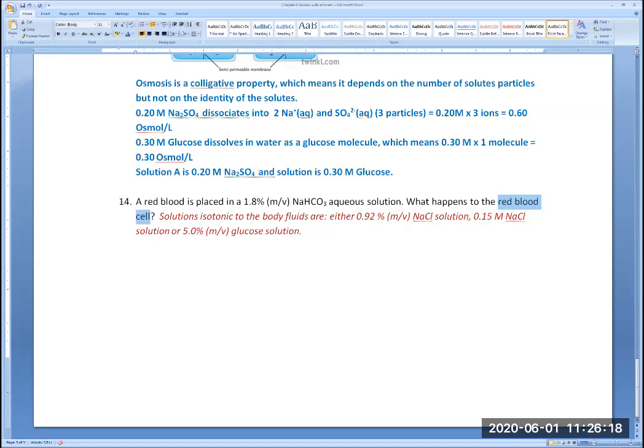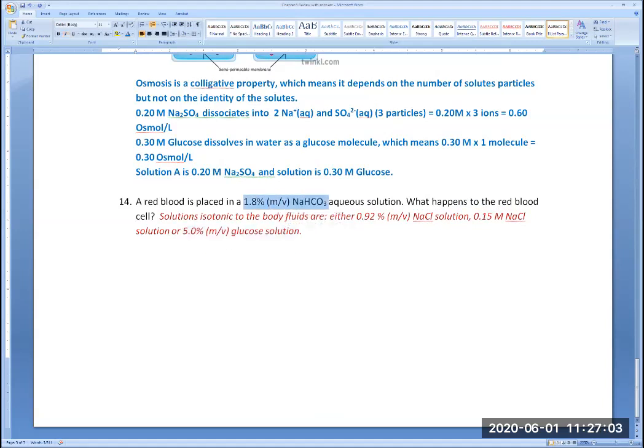Isotonic solutions have the same tonicity as body fluids, right? We are made of a lot of fluids in our body, and we know the concentration of our body fluids. It translates into either a 0.92% mass per volume NaCl solution, or a 0.15 molar NaCl solution, or a 5% mass per volume glucose solution, right? And you compare what you put your red blood cell in with the concentration that matches the one you're given, right?